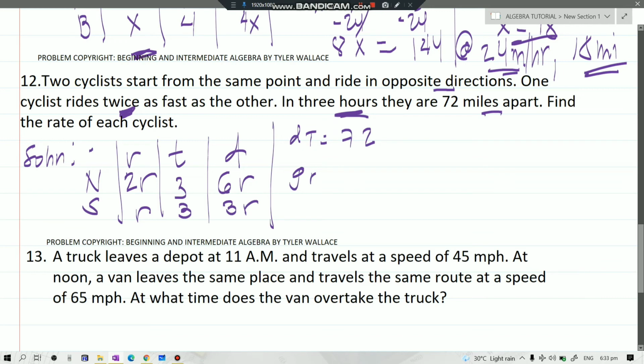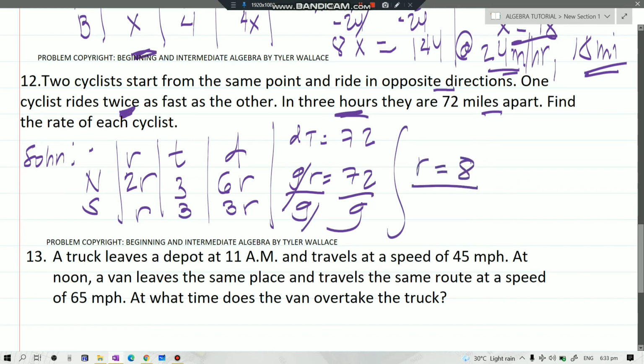So, we have 9R is equals to 72. Divide by 9, 9. And we will have R is equals to 8. So, the cyclist going north is 16 miles per hour. And the cyclist going south, let's say that is 8 miles per hour.